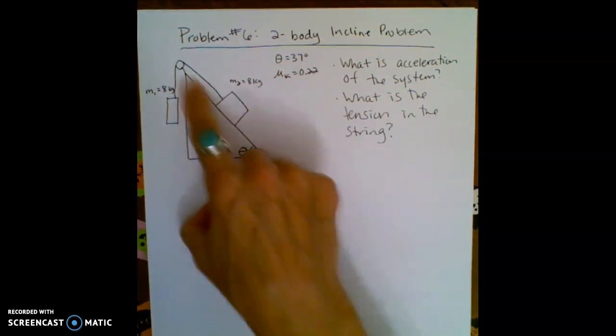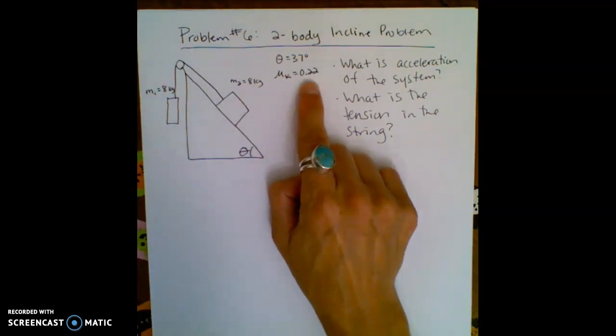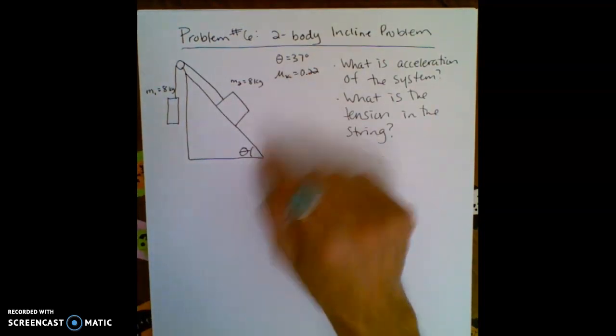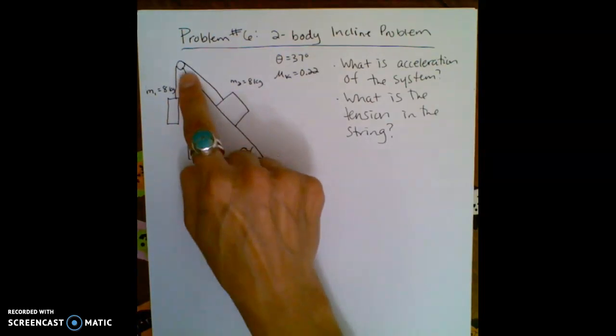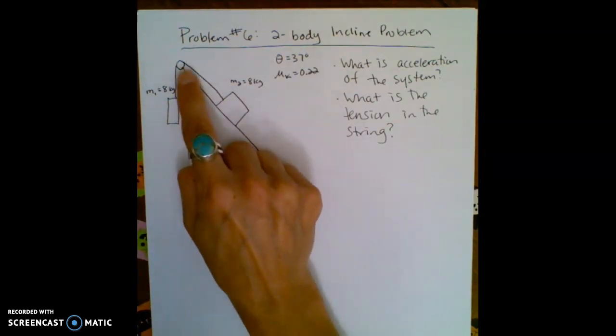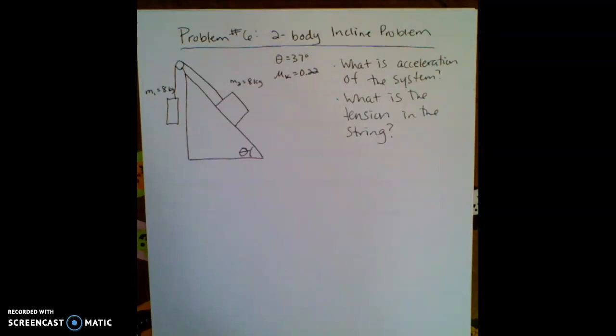The surface is rough, so it has a coefficient of kinetic friction of 0.22 and the angle theta is 37 degrees. Now there is a pulley in here, but I'm going to say that this pulley is massless and frictionless, so we don't have to account for it. Now, if you've done rotation and it talks about the pulley having mass, then you definitely need to account for it. But what we're going to look at is a little bit more simple here.